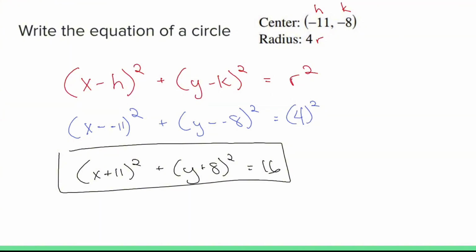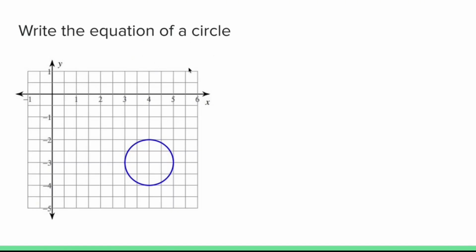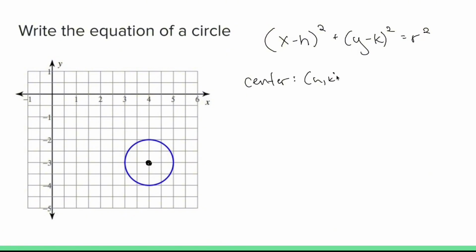Not bad. Write the equation of a circle. Well, the formula of an equation with a circle not centered at (0, 0) is (x - h)² + (y - k)² = r². So let's see what we have. We have a circle whose center is (4, -3). So the center given to you by (h, k) is in this case (4, -3), which means h is 4, k is negative 3.